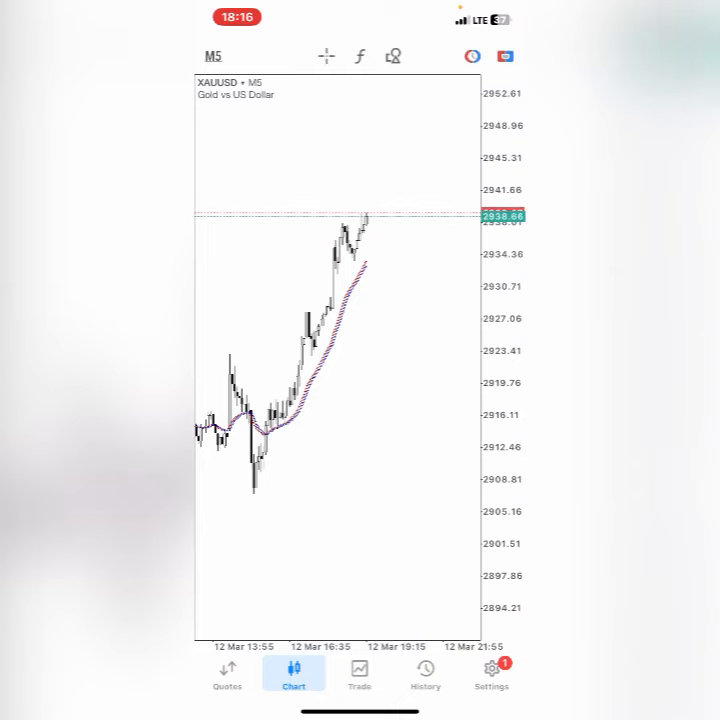It depends on how the market condition is. So it is what it is. I'll keep you guys updated. We still have a few days in the week.